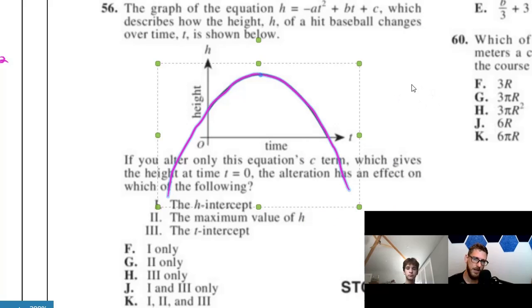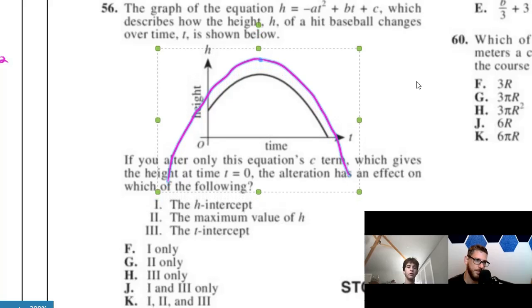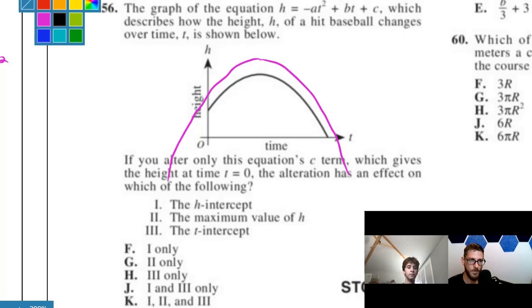So when you change c, how does that transform the parabola? The intercept of the y-axis goes up. So it shifts the whole parabola up. Oh, okay. I thought it would be only that one point going up, and then the rest staying unchanged. Yeah, you're basically changing where it starts, and so that's also going to change how high it gets and where it ends. So it changes everything when you shift it up. All right.